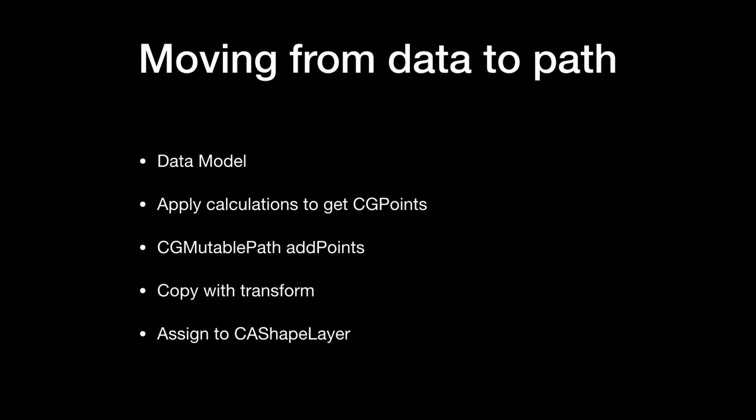You then make a copy of that using your data to chart transform, which gives you a CG path in chart space. You assign that to the shape layer's path, and there it is on the screen. This approach means that up until the very last minute, you're still dealing with actual data values that you can compare against known things or API responses. It only changes at the very last minute and makes your debugging process much easier.